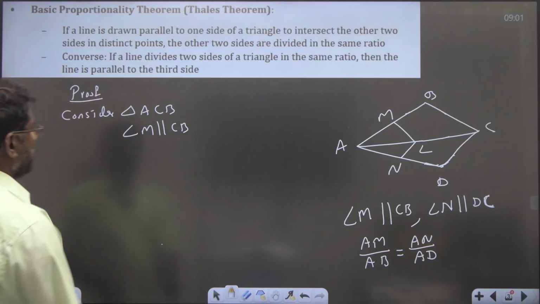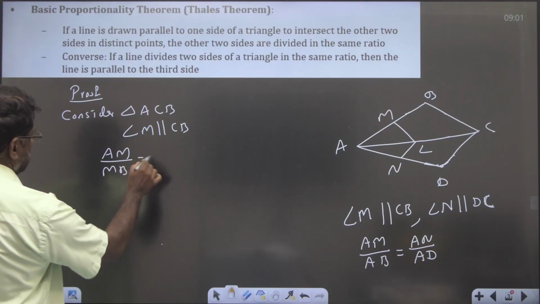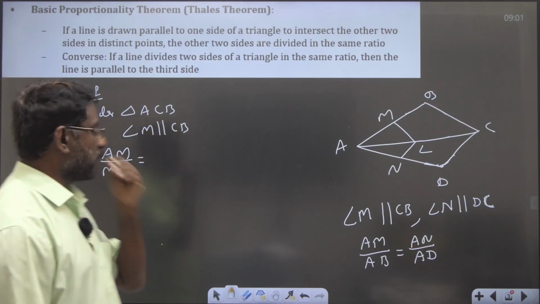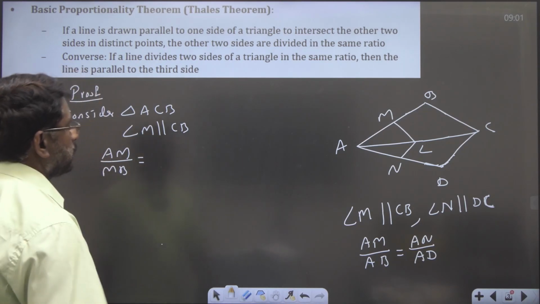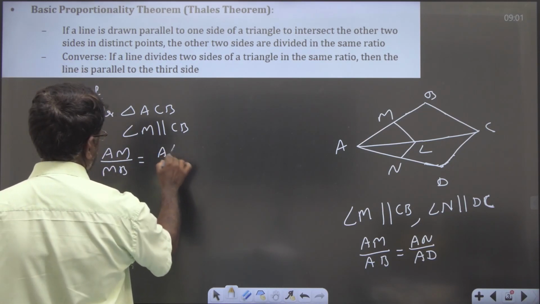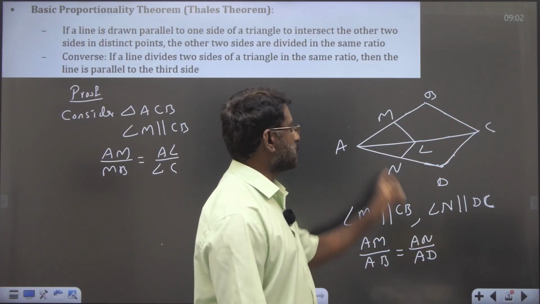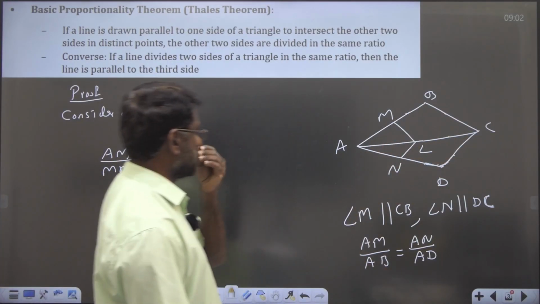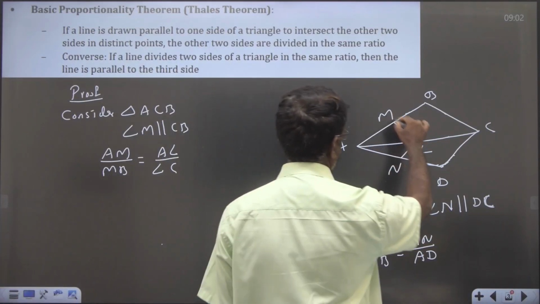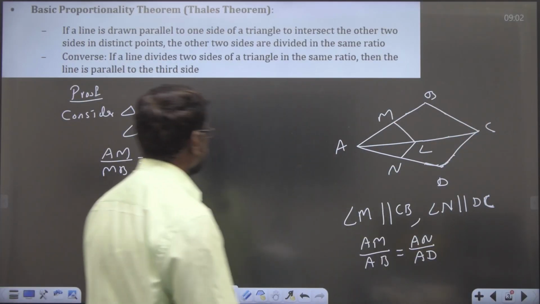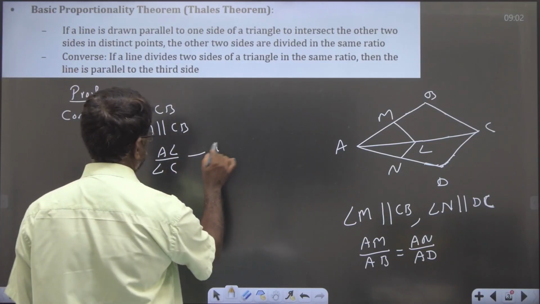AM by MB is equal to AL divided by LC. You apply the basic proportionality theorem (BPT) in this triangle because LM is parallel to CB. Take it as equation 1.